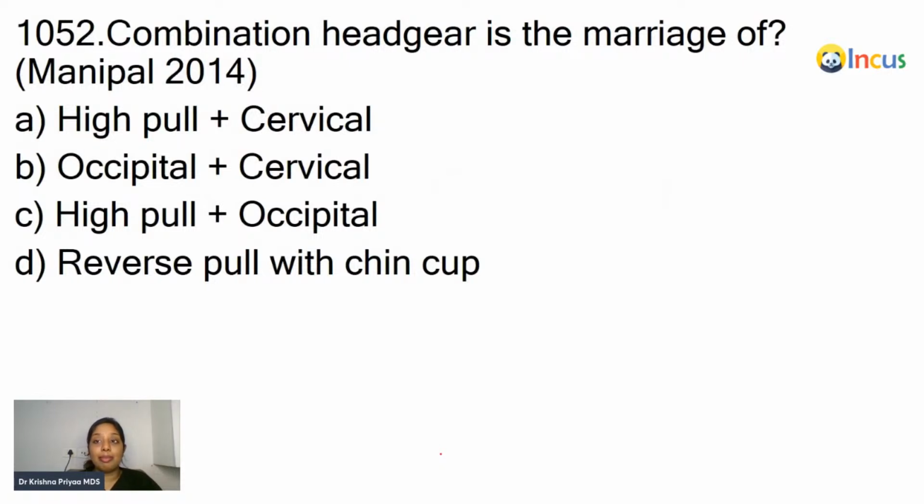Combination headgear is the marriage of... okay, we've just now discussed it. Combination is nothing but something which is associated with the neck and something associated with the parietal bone. So what is the answer? High pull and cervical, or occipital and cervical. High pull and occipital is not an answer. Reverse pull with chin cup is also not an answer. So it's between A and B. The answer is B. High pull is something which is even beyond the occipital. It's very high. So when it comes to combination, it is just occipital and cervical. Somewhere in between, we give it.